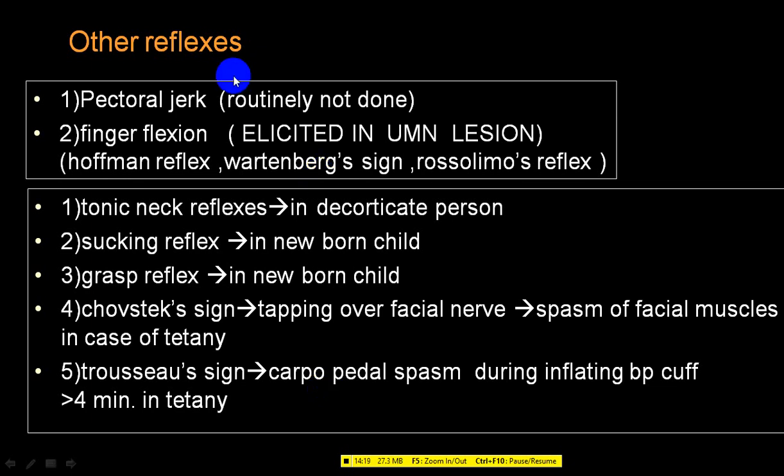So normally, we have already mentioned the pectoral reflex is routinely not done. Finger flexion, that is the Hoffman test, Wartenberg test, and there is also a name given to that test, Rossolimo reflexes. All these tests are only done if you want to elicit an exaggerated reflex in upper motor neuron lesions. So in that case only you elicit these reflexes. Otherwise, by and large, these reflexes are not done.